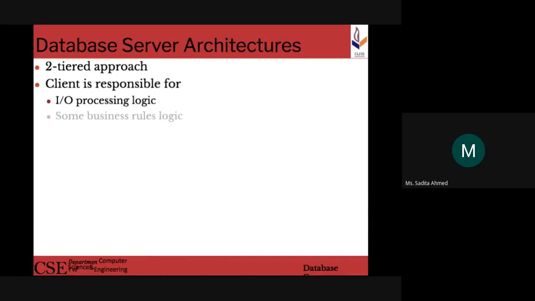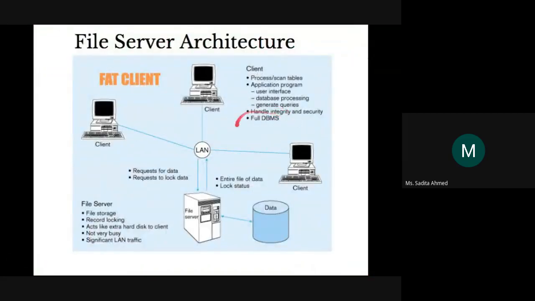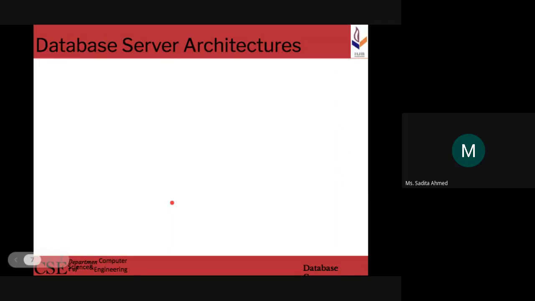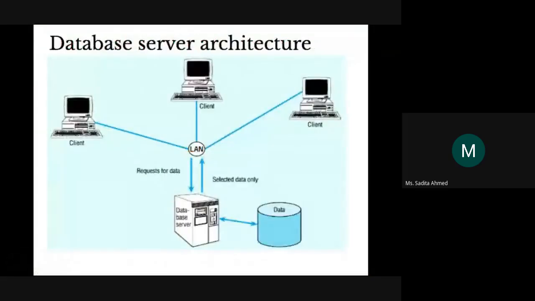So the database server architecture, then what happens is that এই যে DBMS, full DBMS যে প্রত্যেকটা ক্লায়েন্টে থাকছে, every single client has to have the full DBMS, it's not going to be there anymore. The DBMS becomes central in the database server architecture, right? So basically, this is what the database server architecture looks like. So you've got the clients, and this is the database server. Instead of a file server, it's a database server.